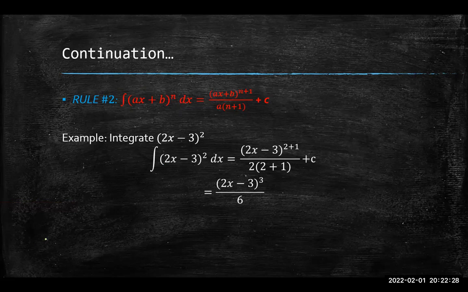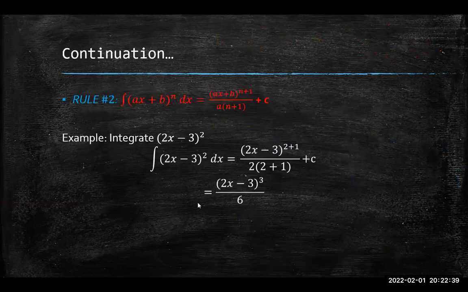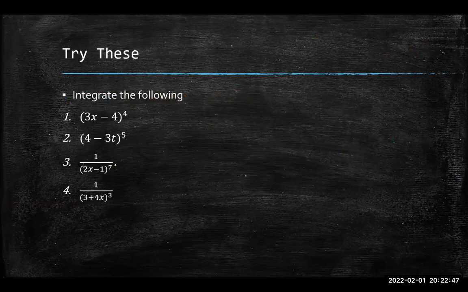So yeah, this is a shorter method, right? For the 2x minus 3 squared, you could apply this rule, or you could expand, like we did here. But what if you have really high powers? Like this power n, what if it's a really big number? For example, to the power of 4, 5, or 7, are you really going to sit down and multiply 3x minus 4 by itself 4 times? Or 4 minus 3t by itself 5 times? Or 2x minus 1 by itself 7 times?